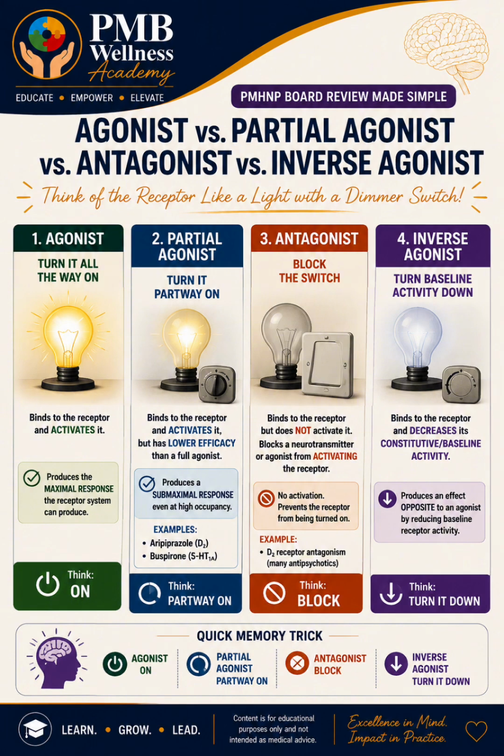Question 3. A medication binds to a receptor but does not activate it and prevents an endogenous neurotransmitter from activating the receptor. Which term describes this action? A, agonist, B, partial agonist, C, inverse agonist, or D, antagonist? Answer is D, antagonist. Remember, antagonist equals block.